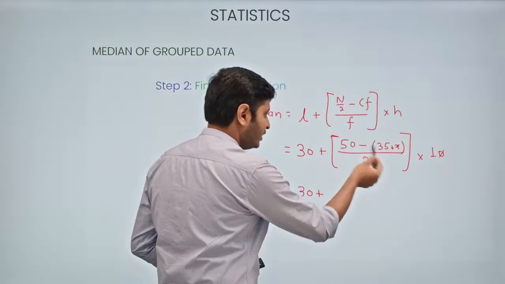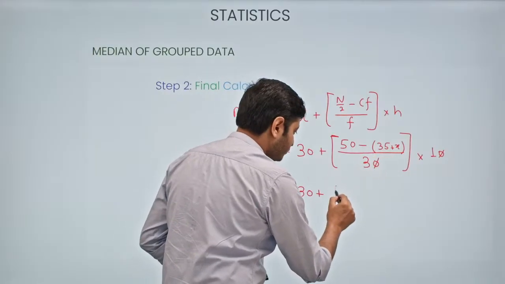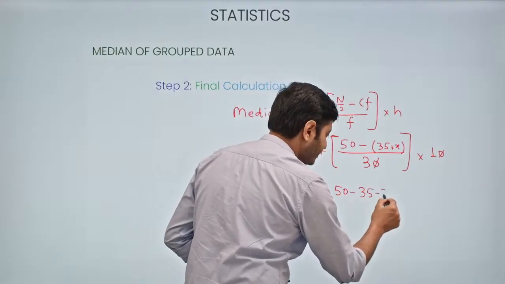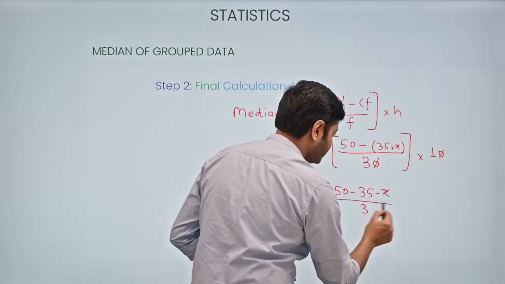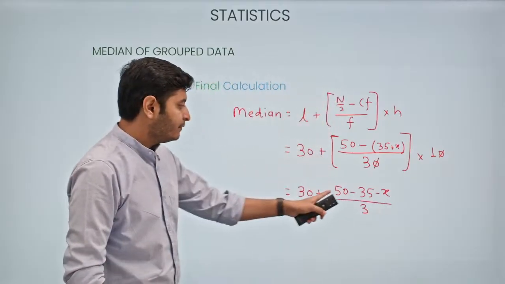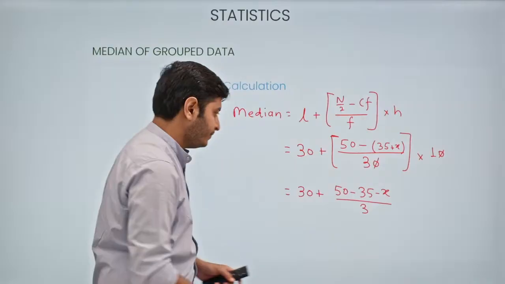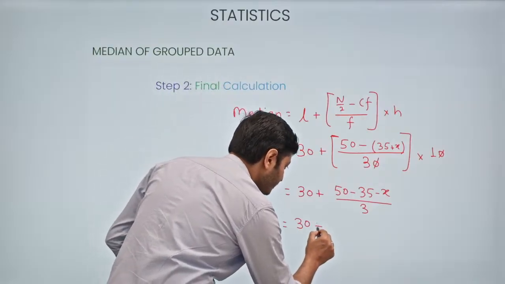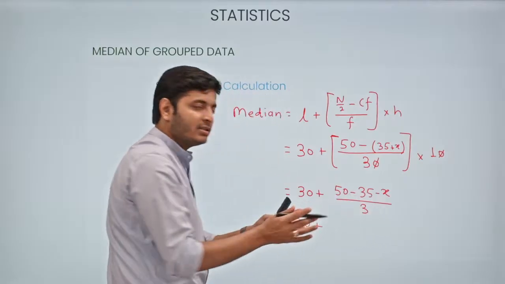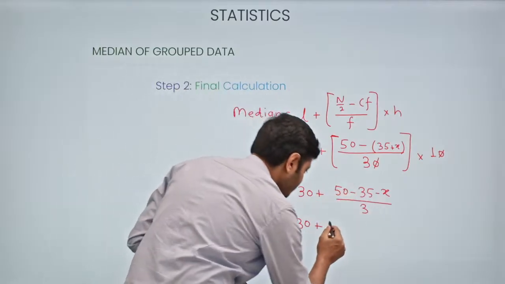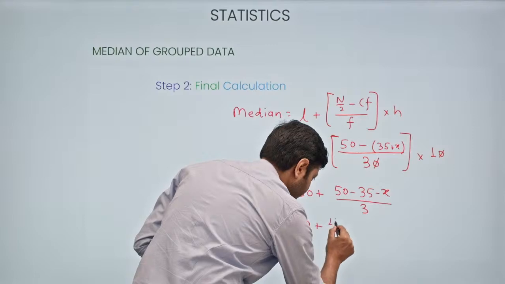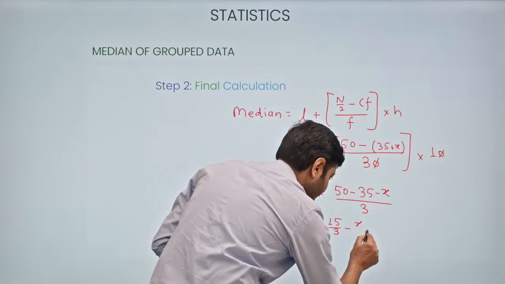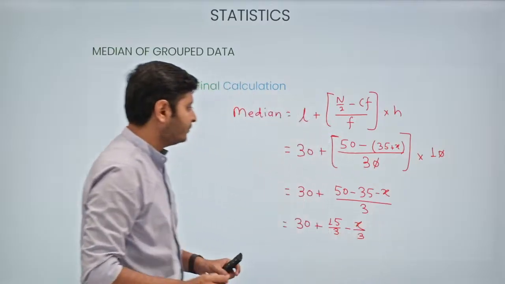30 plus, if I am opening the bracket, we need to distribute the negative sign on both the values. So, minus 35 minus x by 3, right? 50 minus 35 is 15. So this will be 30 plus 15, and I'm going to separate the values: 15 by 3, and minus x by 3, correct?